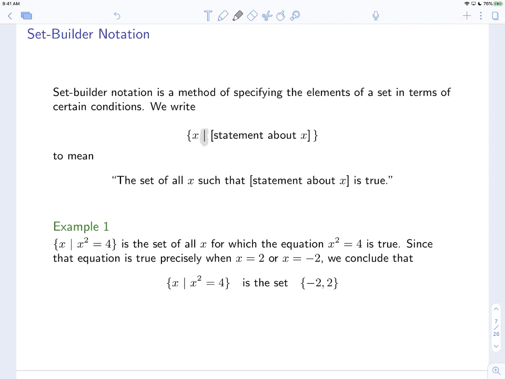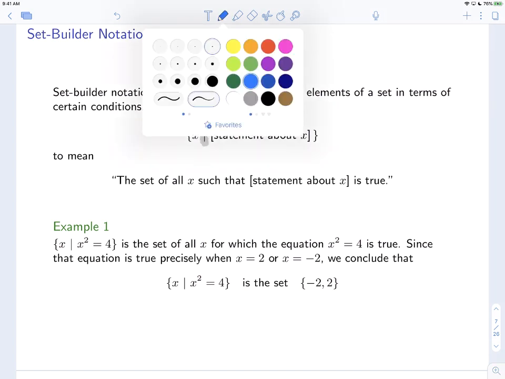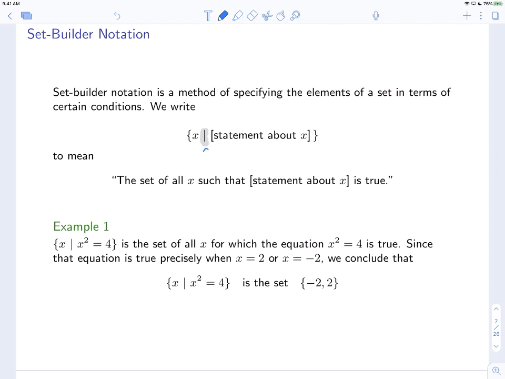So this vertical bar right here is read as such that. When we're trying to construct a set, we look at all of the x values such that some statement about x is true. And if that statement about x is true, then that x goes into the set. It's much easier to see if we're looking at an example.